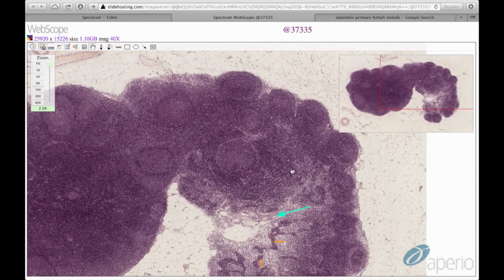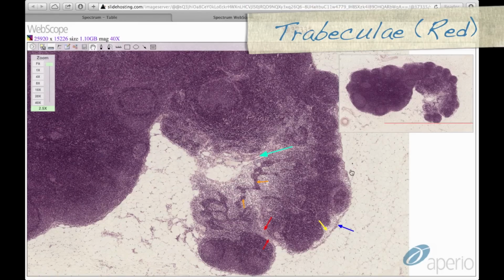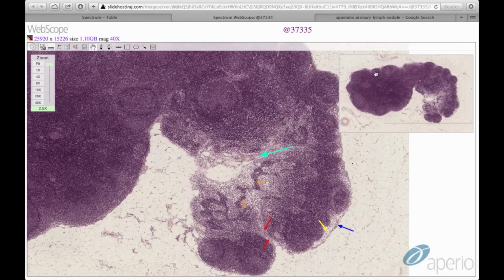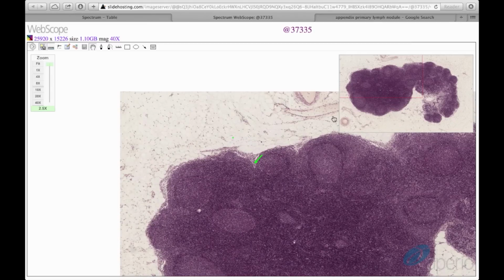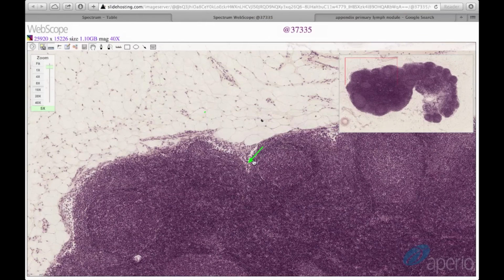Just beneath the capsule, we can see the subcapsular sinus, seen at the yellow arrow, which first receives lymph from the afferents. The trabeculae, seen here at the tip of the red arrows, are invaginations of the dense, irregular connective tissue from the capsule. The space surrounding the trabeculae is known as the paratrabecular sinus, shown here at the green arrow. They surround the trabeculae, which receive the lymph next.